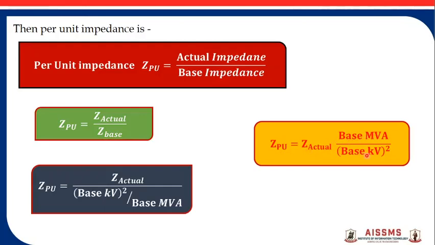So this is the final equation for the per unit impedance: Z per unit, that is per unit impedance, will be equal to Z actual, that is actual impedance, into base MVA divided by base kV square.